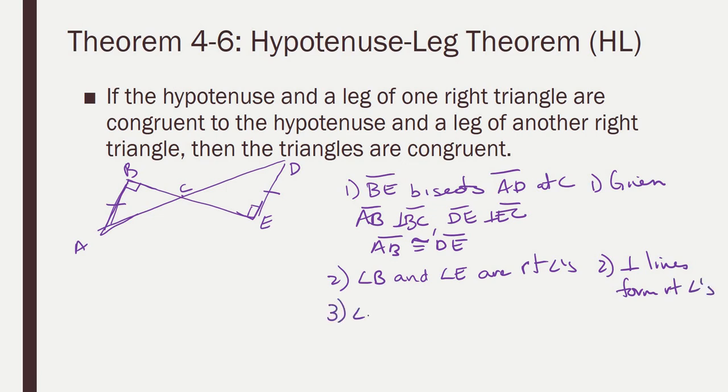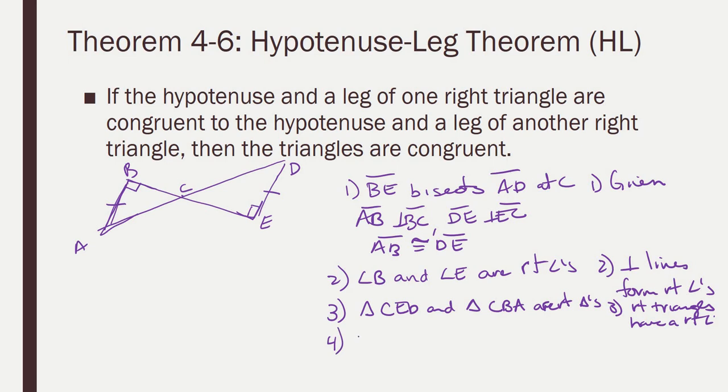Then we can say that triangle CED and triangle CBA are right triangles. Okay, and that's because right triangles have a right angle, the definition of a right triangle basically.